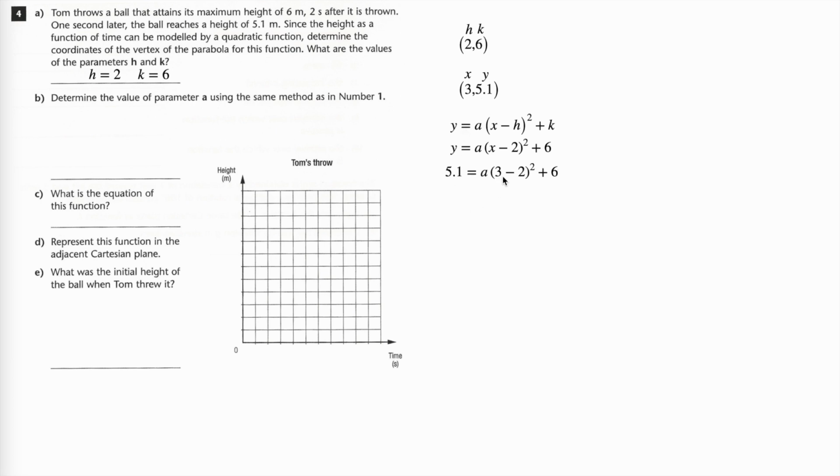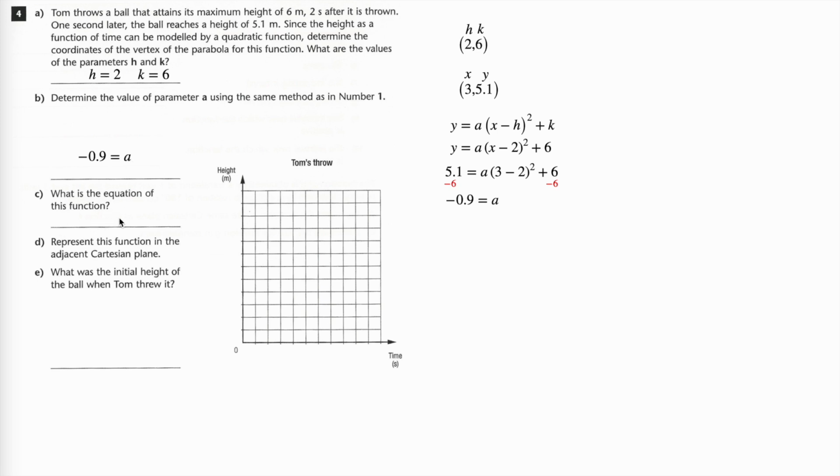And then solve. 3 take away 2 is 1. 1 squared is 1. So we have 1a plus 6. I'm going to subtract 6 from both sides. That gives me negative 0.9 is equal to a. So what is parameter a? Negative 0.9 is parameter a.